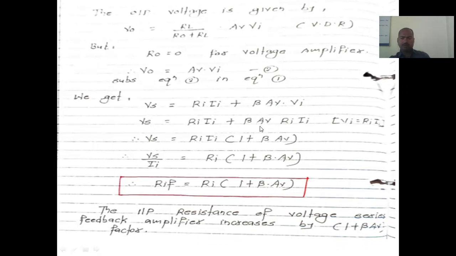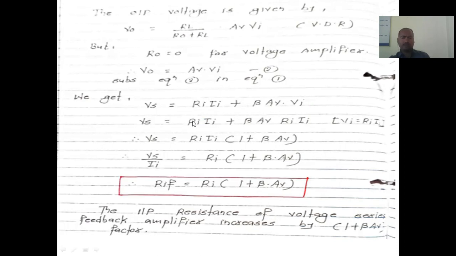Now see beta into AV, Ri into Ii. Why have we taken Ri into Ii? One of the reasons is that we know Vi equals IR. So Vi is equal to R into I plus beta into AV into Vi. This is the equation, but we know that Vi equals IR, that is Ii into Ri. This is Ohm's law, Vi equals IR. So instead of Vi we write Ii into Ri.